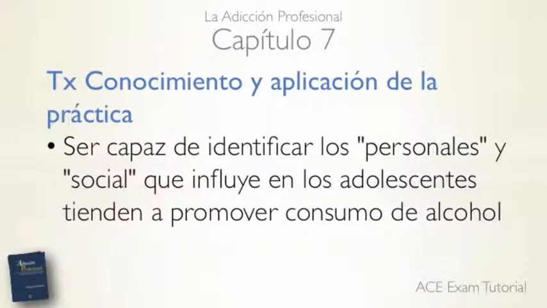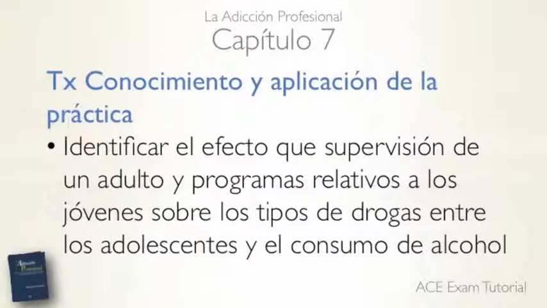Be able to identify personal and social influences that tend to promote adolescent alcohol use. And be able to identify the effect that adult supervision and youth programs have on the rates of adolescent drug and alcohol use. For example, know that legal, economic, physical, and social availability of alcohol are environmental influences that may have an impact on adolescent alcohol use.